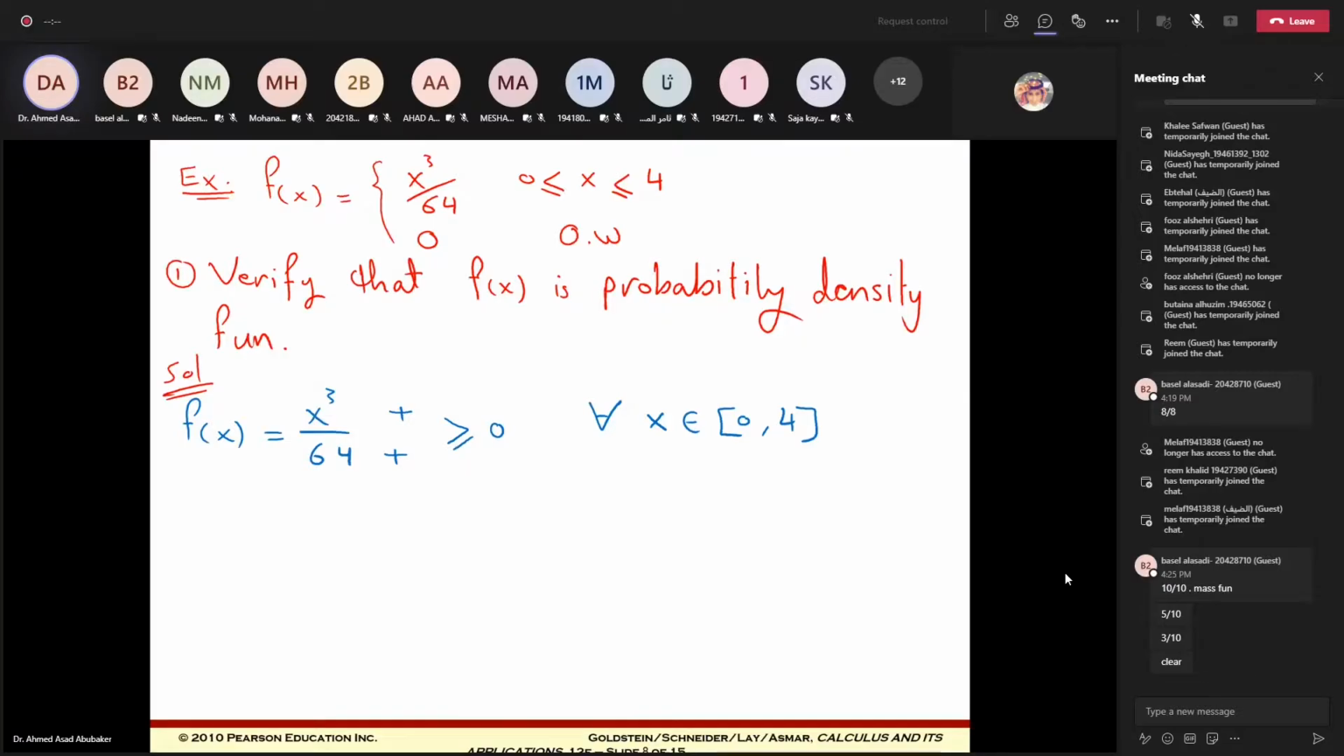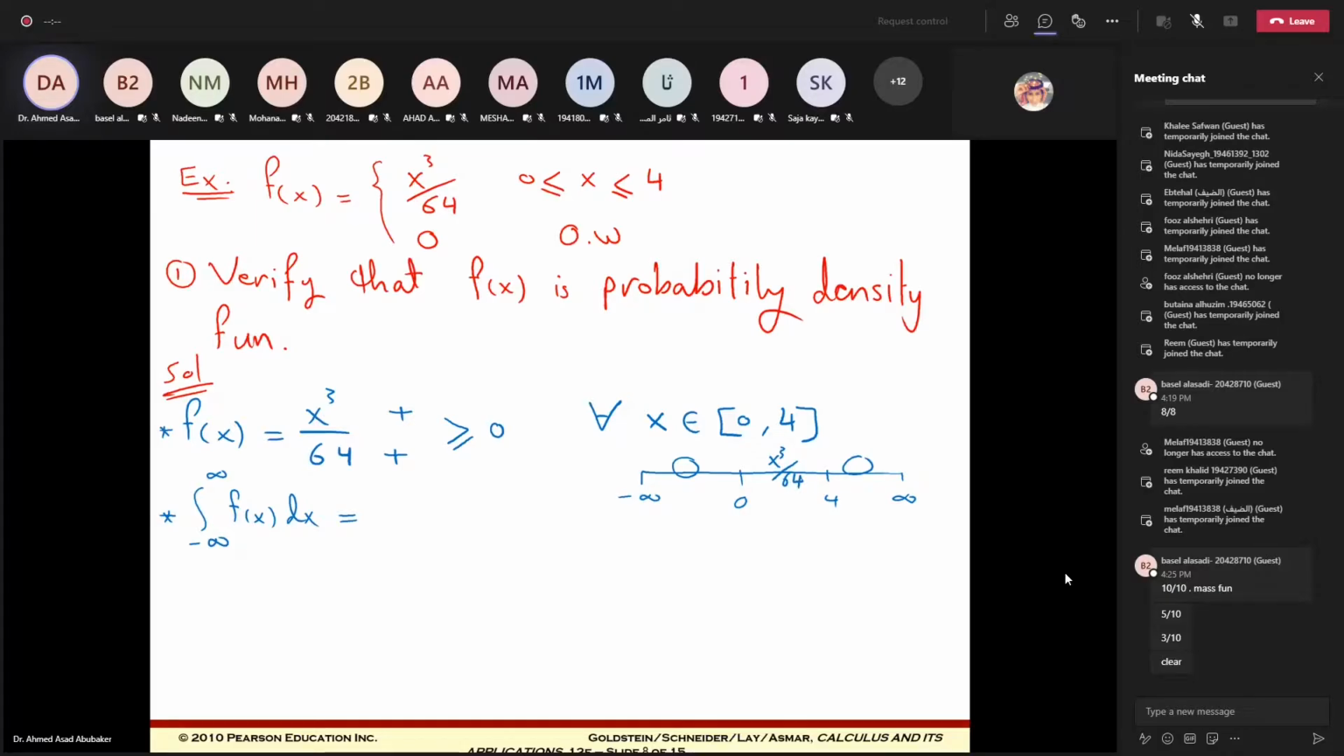Okay, let's continue. This is the first condition. The second condition, the integral from minus infinity to infinity of f of x dx, this is equal to what? We have the function from minus infinity to infinity, and we have 0 and 4. This is equal to 0, and this is 0, but this is x to the power 3 over 64.